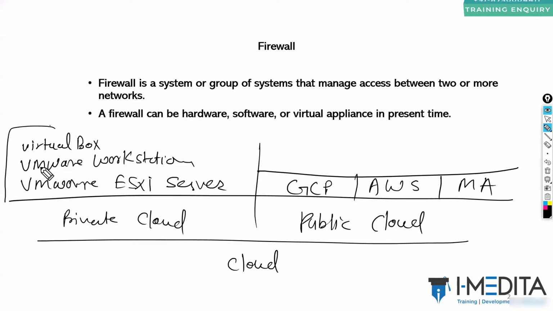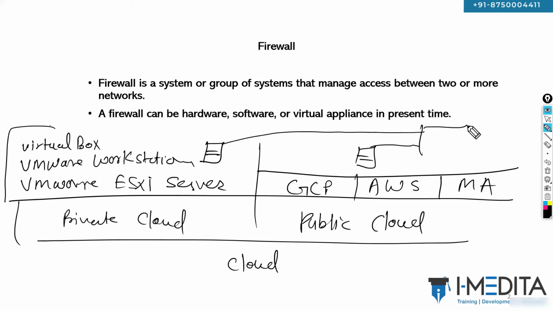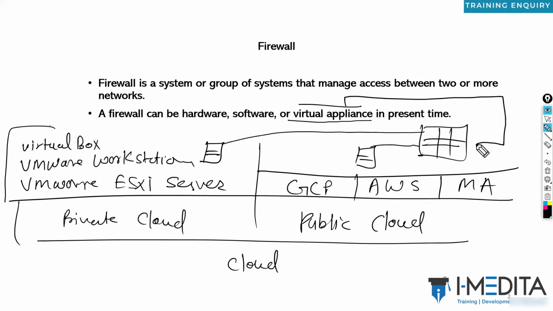So on VirtualBox, on VMware Workstation, or on ESXi server, or on GCP, AWS, or Microsoft Azure, we can allocate, or we can design, or we can keep our servers there. When we have servers on these platforms, they will be in virtual format, and to protect those virtual servers, we need a firewall, and that firewall will be in the format of a virtual appliance. Now, this thing should be clear.